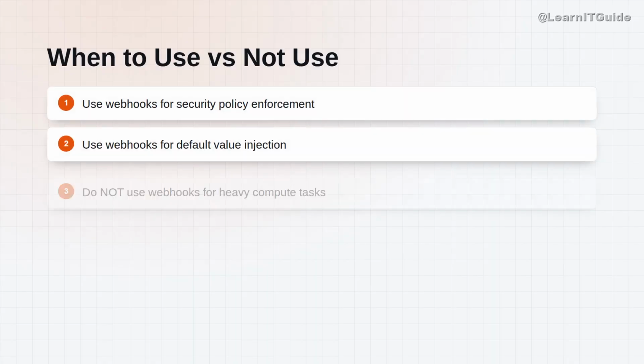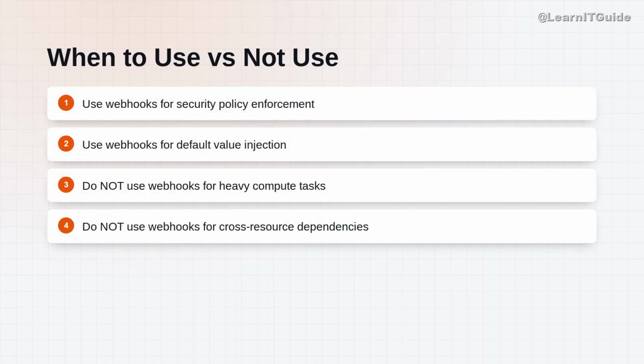So when should you use these? Use webhooks to enforce security policies like ensuring containers are not running as root or requiring resource limits. Use them for injecting default labels or sidecars. But do not use them for heavy compute tasks. They add latency to every API call. Also, avoid using them for cross-resource dependencies. If your webhook relies on the state of another resource, you might run into race conditions that are nearly impossible to debug. Use these criteria to decide if this tool is right for your situation.